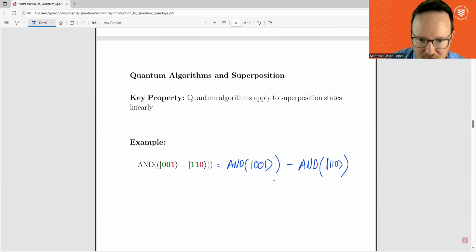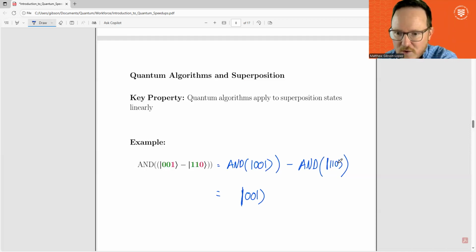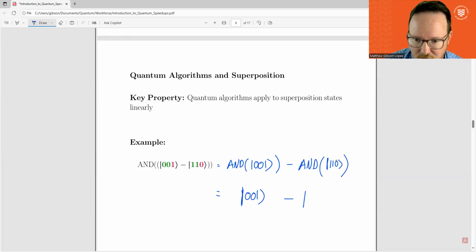So AND applied to 0, 0, 1. In this case, 0 and 0 is false, so I'm not going to flip this. So this will still be 0, 0, 1. And this 1, 1, 0, okay, the 1, 1 evaluates to true, which means I should have flipped that 0. So that's going to end up becoming a minus 1, 1, 1.